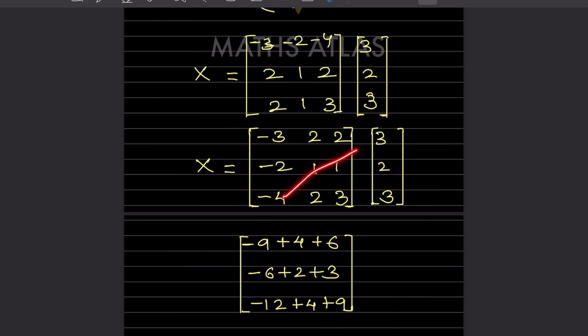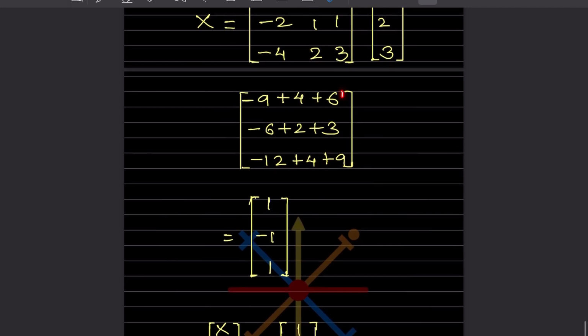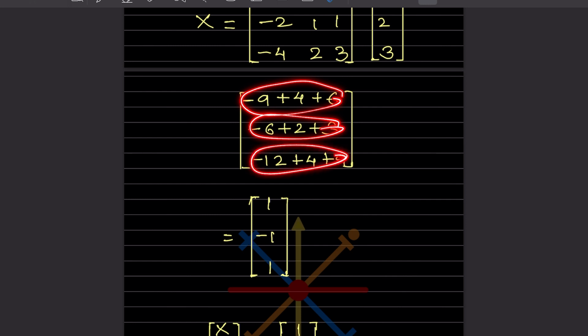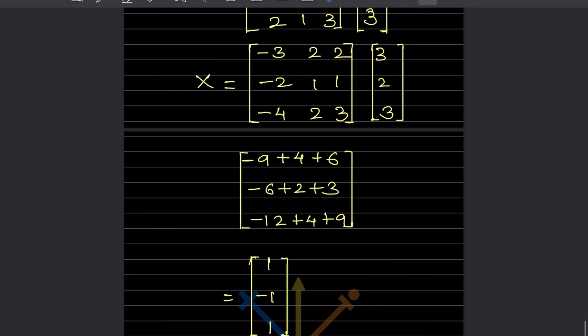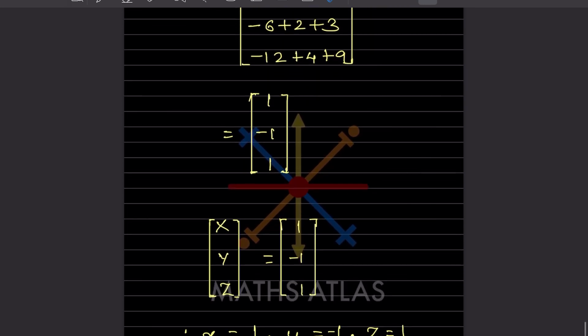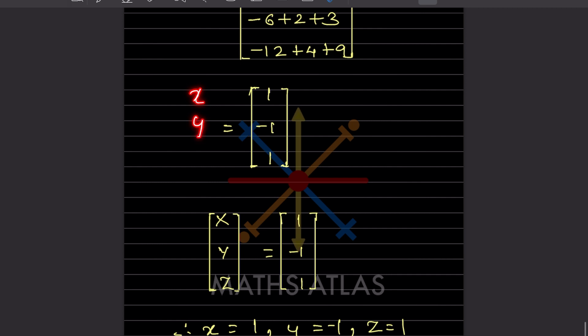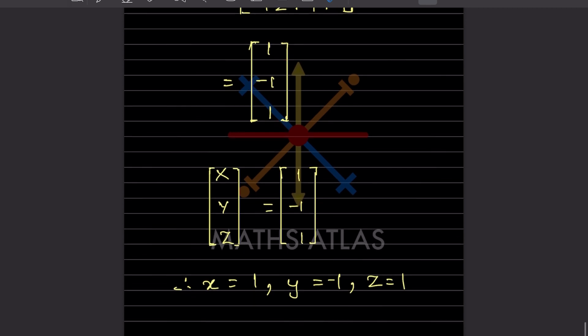And here, what are we going to do? This will be minus 12. Sorry, this will be 4, and this is going to be 9. So this is what is written over here. So when you solve this one, that should be 1, minus 1, and 1. So whatever we got, this is the value of xyz. So here is xyz, that is 1, minus 1, and 1. Okay. So now the value of x is 1, y is minus 1, and z is 1.